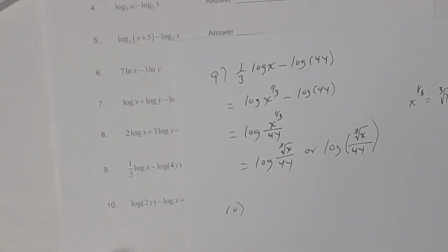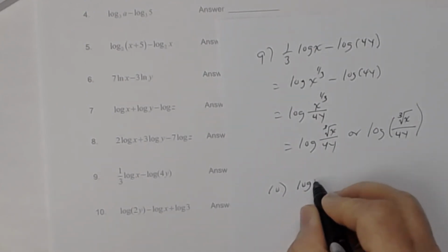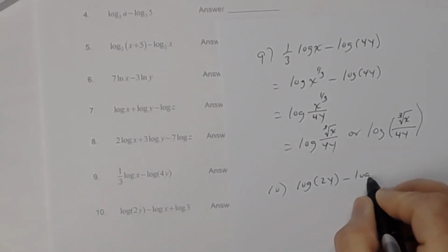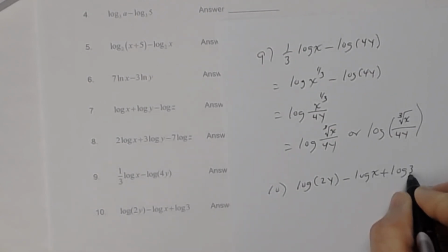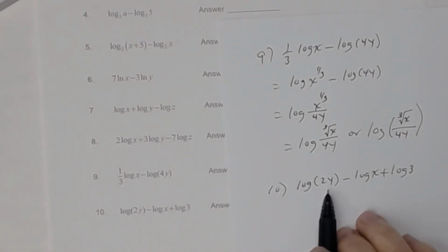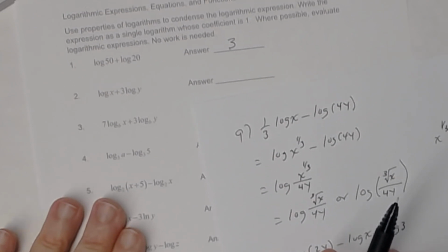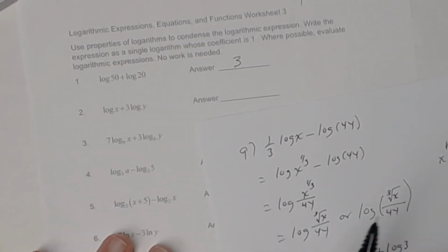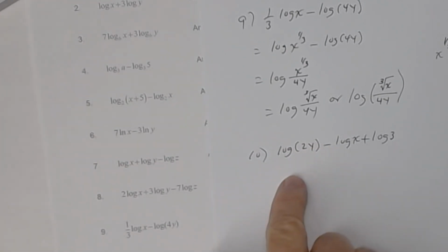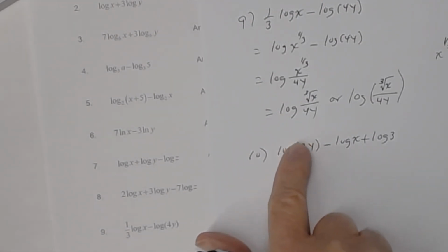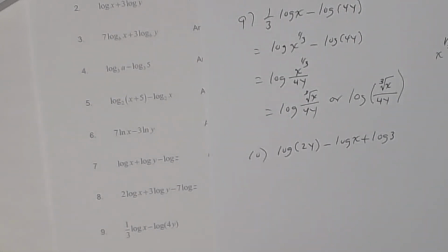Number 10, you have the log of 2y minus the log of x plus the log of 3. All right, now again, don't expand this because remember the directions say to condense, right? If you expand it, you have to go backwards again. So don't say this is the log of 2 plus the log of y. I mean it's mathematically correct, but you're making it a little bit more difficult on yourself because you're going to rewrite it back as a single logarithm. So leave it as this product.